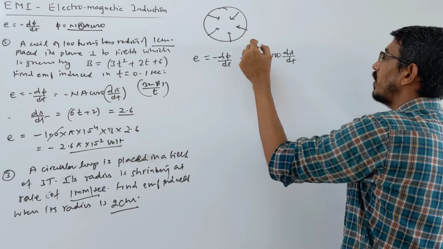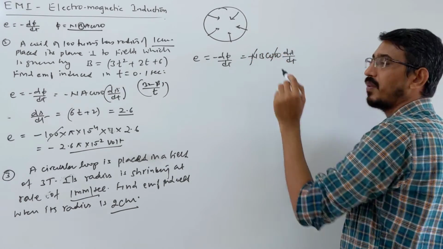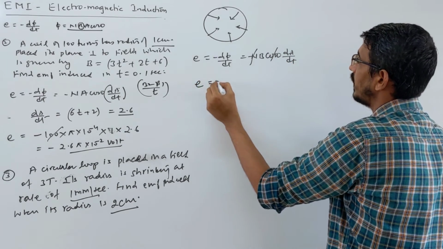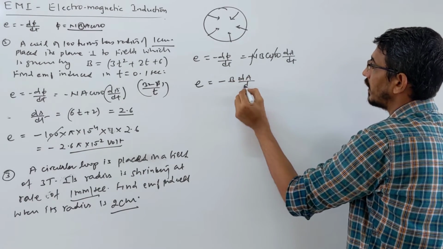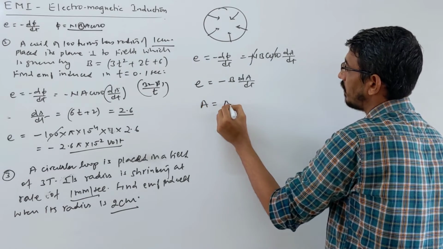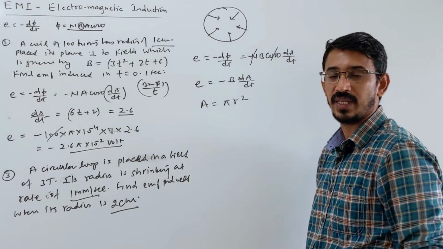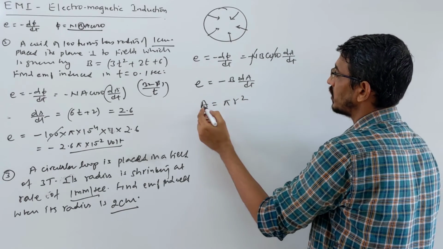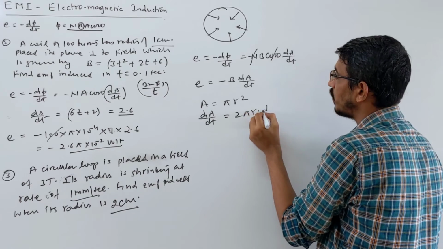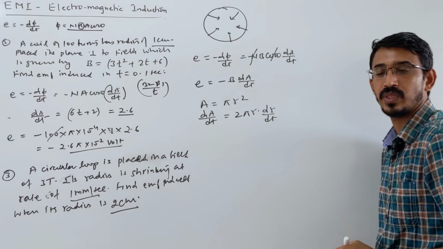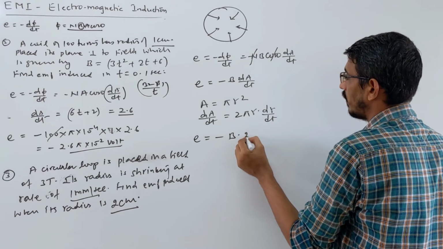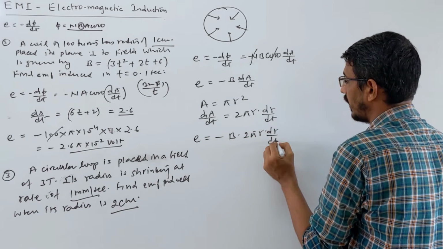Number of turns is not given, no problem. Angle is not given, so you take the maximum, or say 0 here. B is given, so we need minus B into dA by dt. Now what is dA by dt? What is the area of this circular loop? Area is pi r square. Differentiating, dA by dt is 2 pi r into dr by dt. Yes or no? You put this value here, so EMF induced is minus B into 2 pi r into dr by dt. That will be your answer.